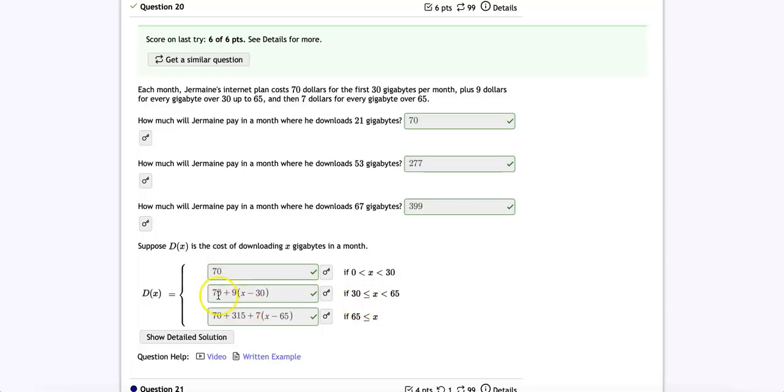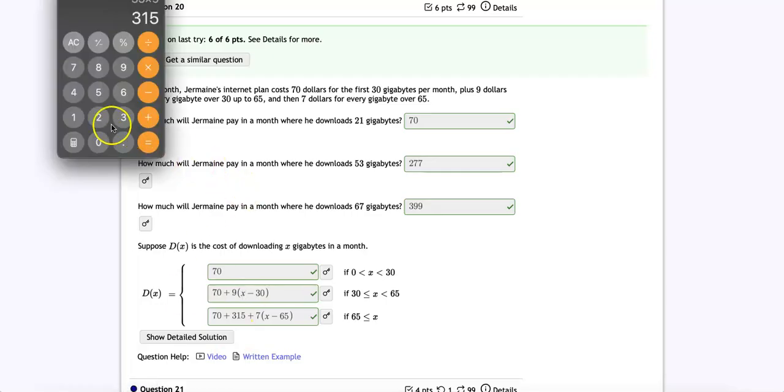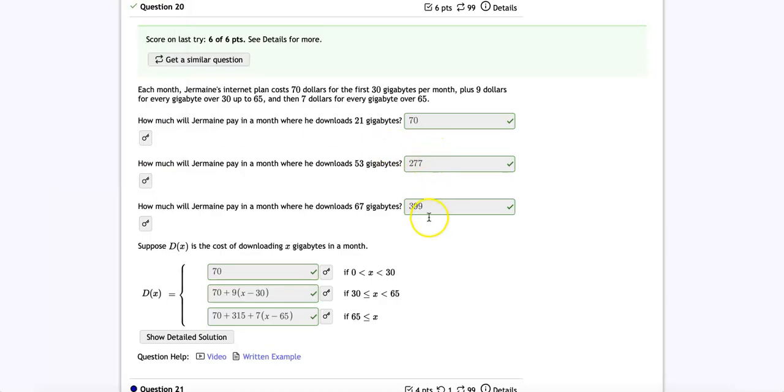So if we plug in 53 to this equation here, we need to subtract 30 from the 53, which would give us 23. And then we're looking at 23 times 9, which is 207, plus the initial 70, which is 277. And then for this third number, the 67 falls into the third category. 67 minus 65 is 2, so you get 2 times 7 plus this 385, which is where you're going to get 385 plus 14 is equal to 399.